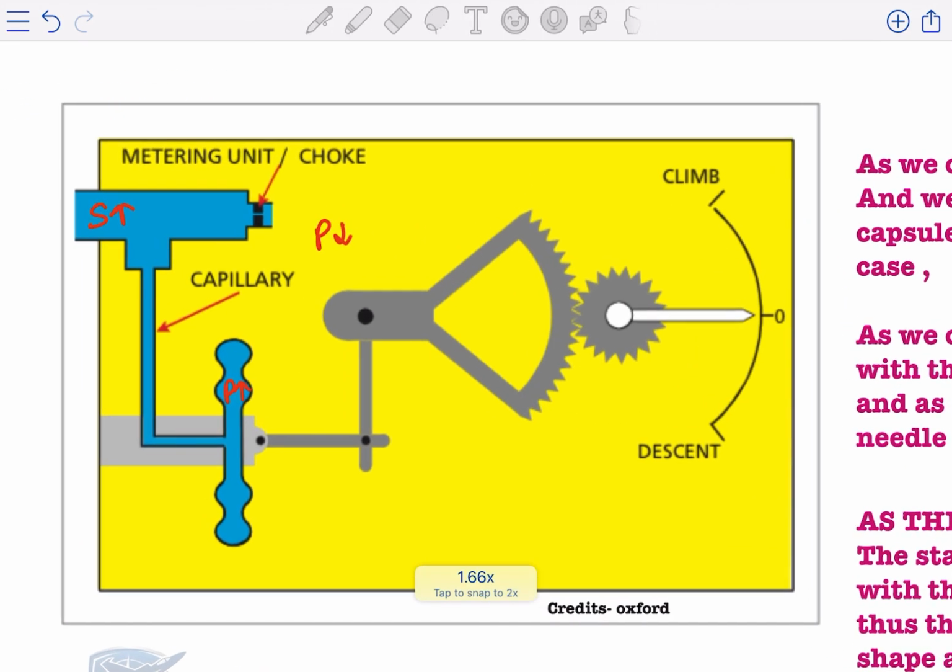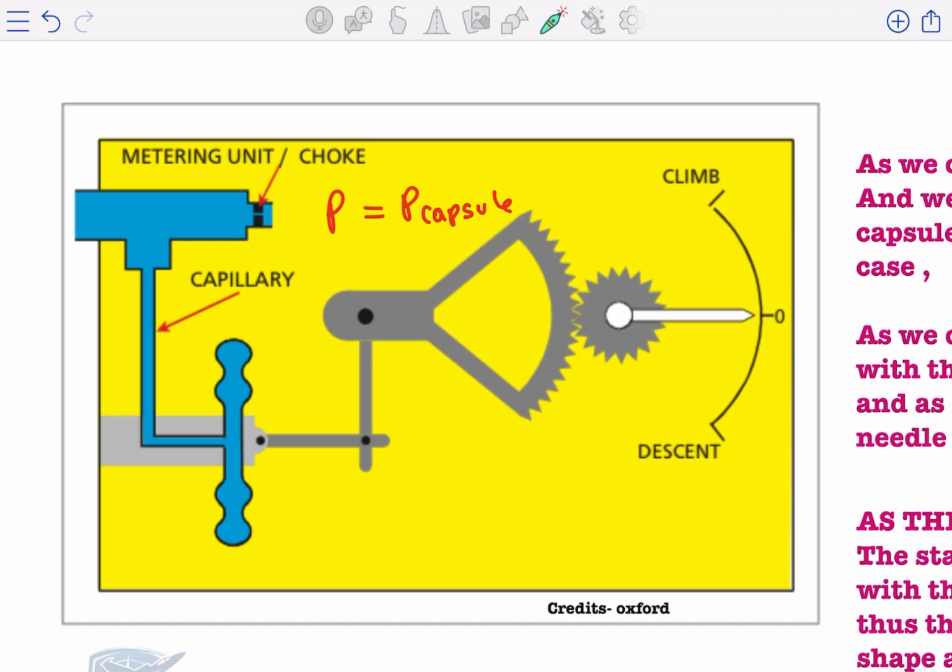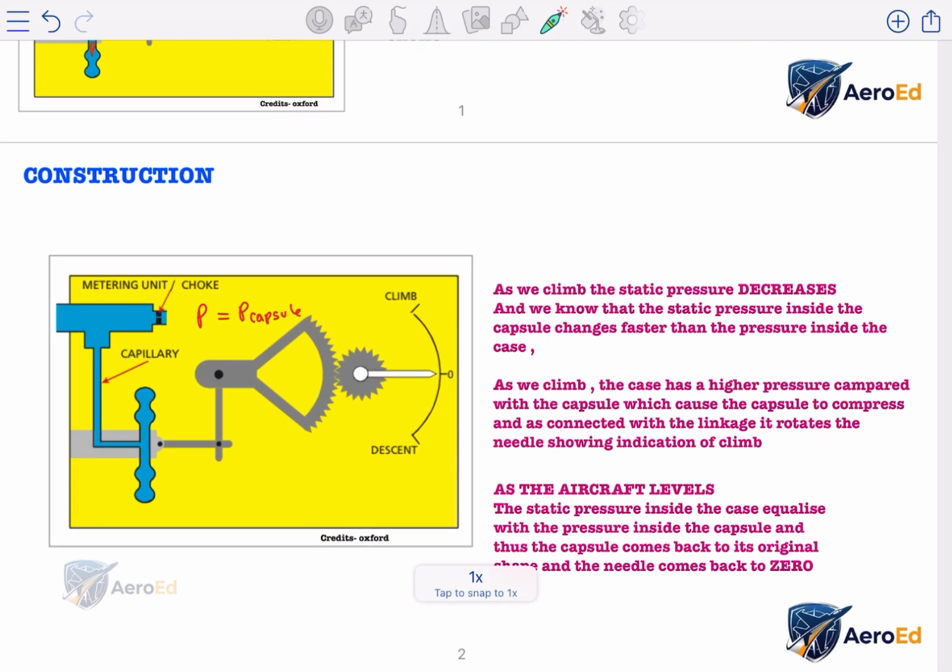So let me explain. When the aircraft levels, there will be no change in the static pressure, and we know that there is an immediate change in the capsule, but that doesn't mean that the pressure will not be equal in the casing. Slowly it will also equalize with the pressure in the capsule. This makes the capsule change to its original size, and the needle rotates back to zero, indicating no rate of climb and no rate of descent.